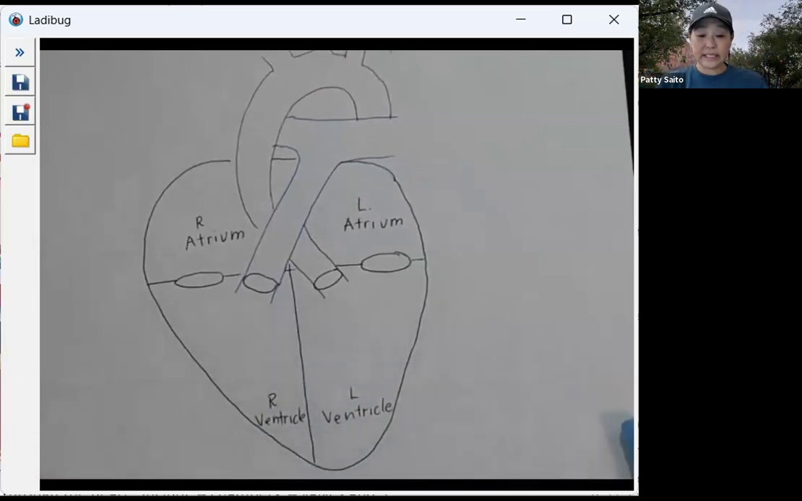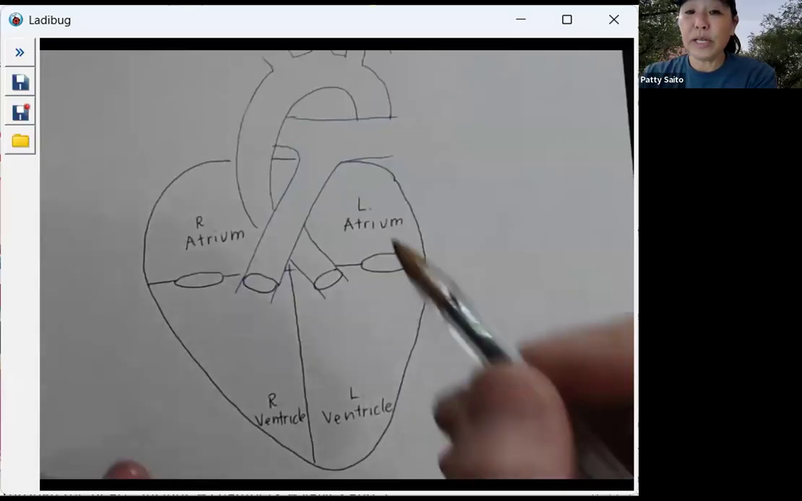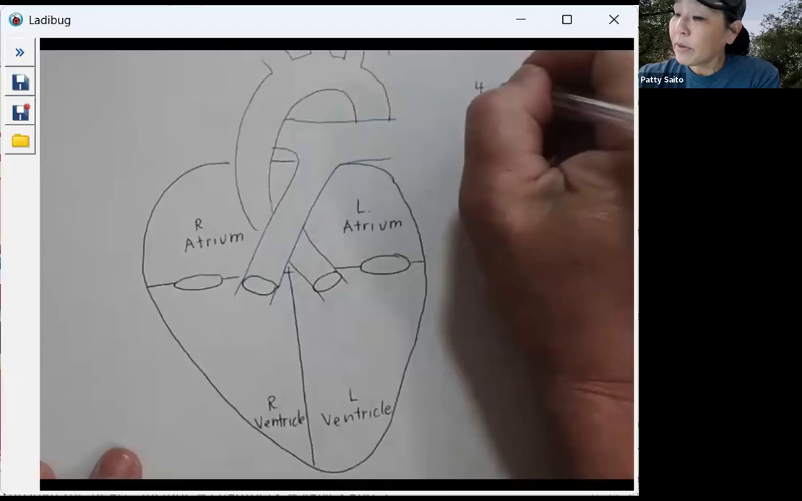Okay, ventricle is a space. We see ventricles in the brain, we see ventricles in different places. It's just a space. All right, so those are the four chambers. So you do need to know four chambers.